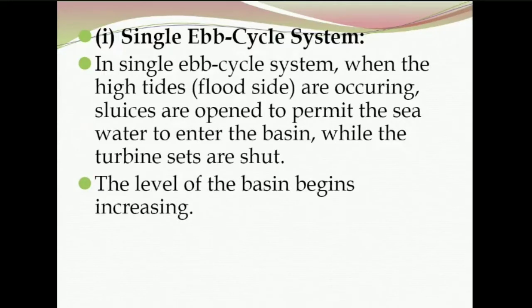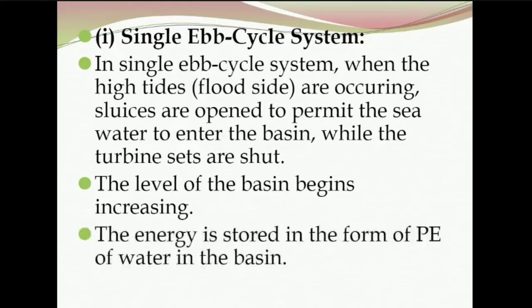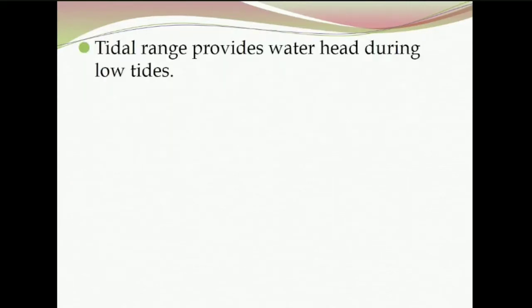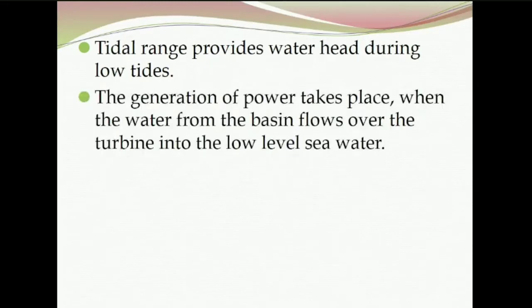The level of the basin begins to increase. The energy is stored in the form of potential energy of water in the basin. As the head becomes greater and greater, the potential energy will be more and more. The tidal range provides water head during low tides. The generation of power takes place when the water from the basin flows over the turbine into the low level sea water. That is, the water from the reservoir goes back to sea when ebb tide occurs.